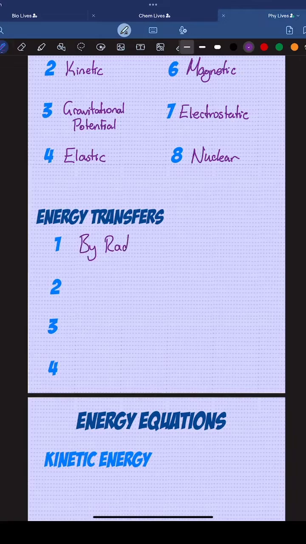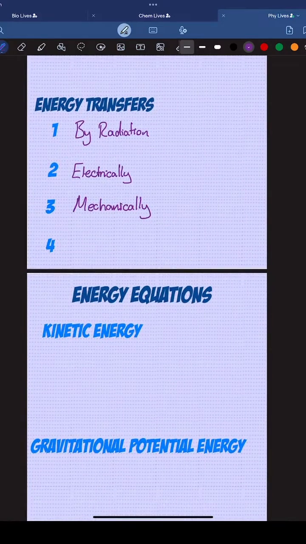So what does that mean? That means when it travels as a wave, so like light or sound. Electrically, yes, so light and sound comes under radiation. Electrically, that's when it travels through an electrical circuit. So any appliance that has an electrical circuit in it will have electrical energy transfers. Yes, those last 2, thank you, well done guys. Mechanically, we can call that mechanical work as well, and by heating, well done.